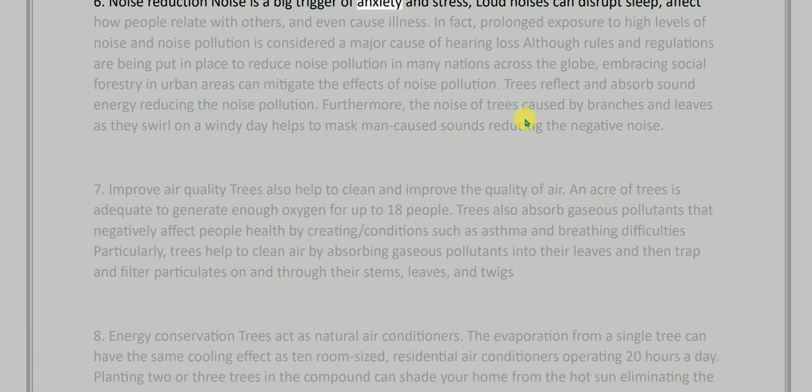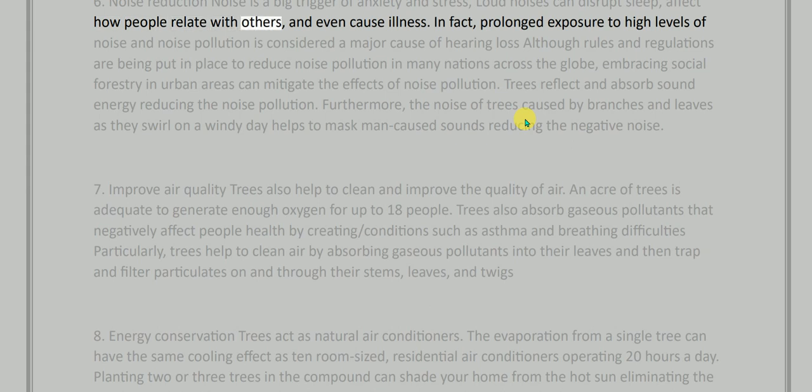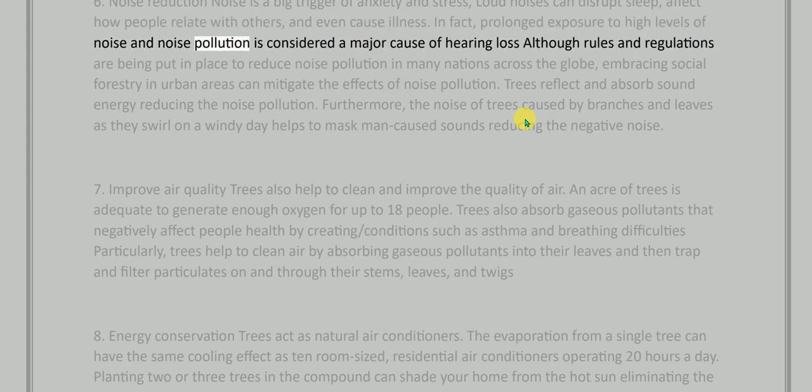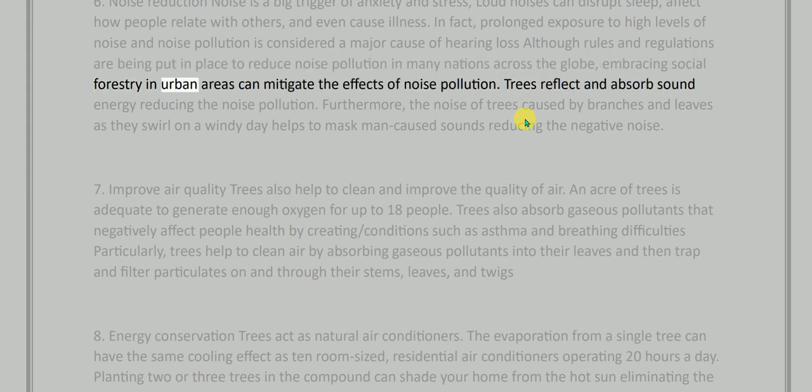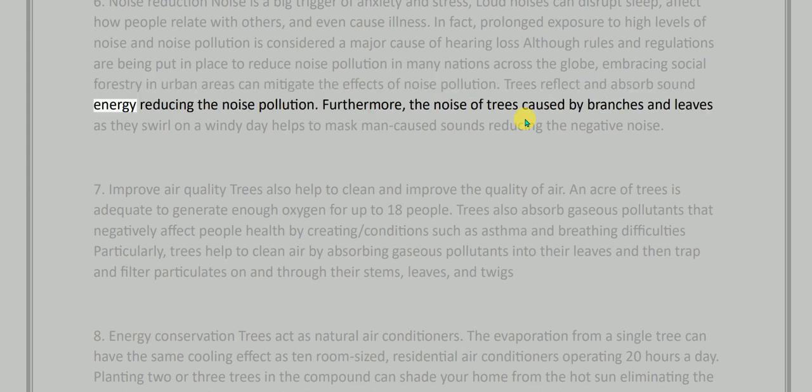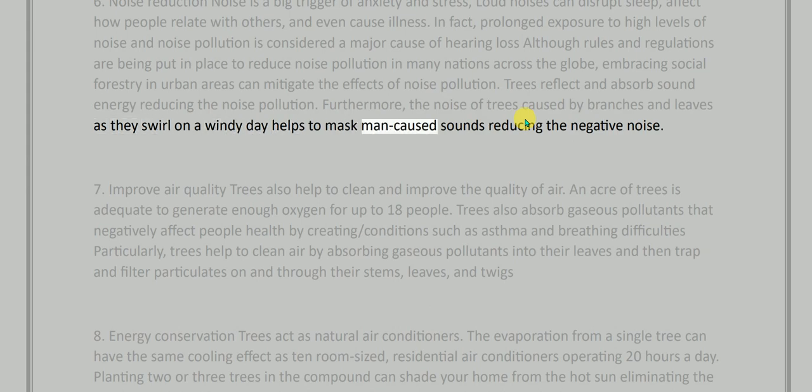anxiety and stress. Loud noises can disrupt sleep, affect how people relate with others, and even cause illness. In fact, prolonged exposure to high levels of noise and noise pollution is considered a major cause of hearing loss, although rules and regulations are being put in place to reduce noise pollution in many nations across the globe. Embracing social forestry in urban areas can mitigate the effects of noise pollution. Trees reflect and absorb sound energy, reducing the noise pollution. Furthermore, the noise of trees caused by branches and leaves as they swirl on a windy day helps to mask man-caused sounds, reducing the negative noise.